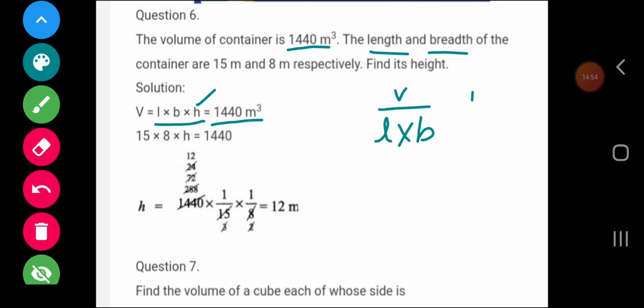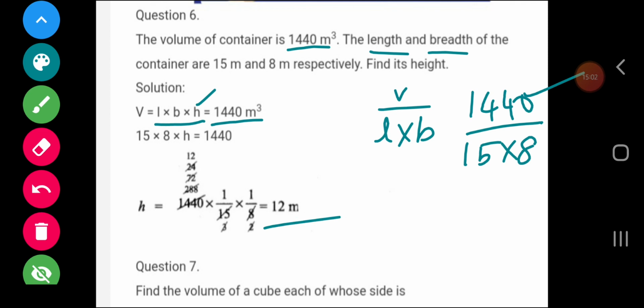So total volume 1440 divided by L value 15, B value 8. When we simplify this, we will get the answer 12 meter. So the required height is nothing but 12 meter.